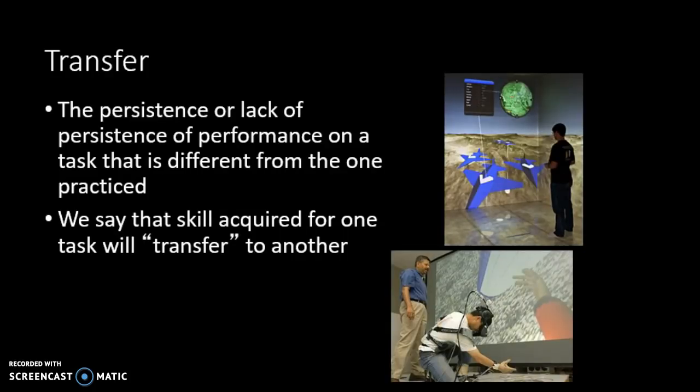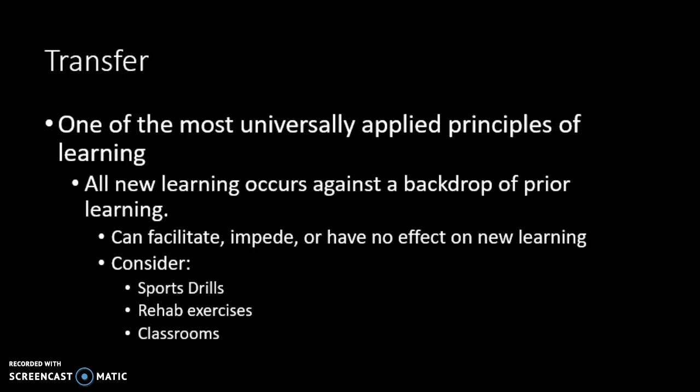Now, how well does something that we retain, or when we practice a skill, how does that now transfer? So transfer, looking at the persistence or lack of persistence of performance on a task that is different from one practiced. So we say that a skill acquired from one task may transfer to another task. So it's a very universally applied principle of learning. So all new learning occurs against a backdrop of prior learning, right? So a lot of things that we've learned previously can help us learn something else as well and potentially transfer. But this can facilitate, impede, or have no effect on new learning.